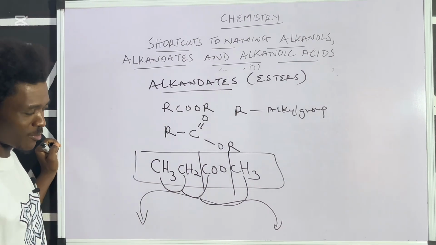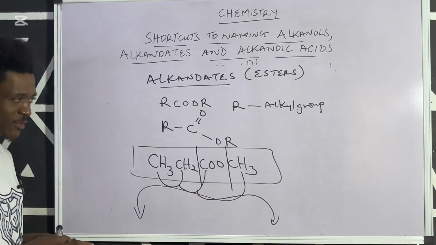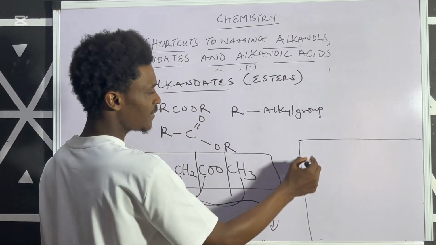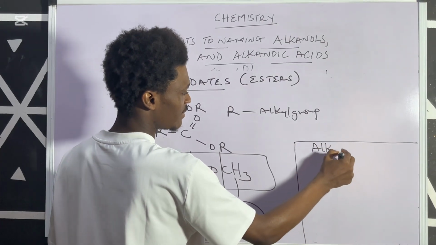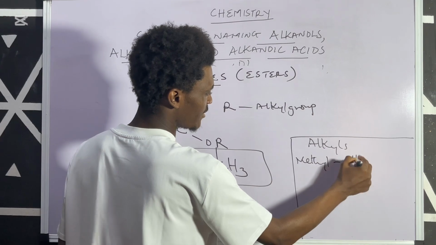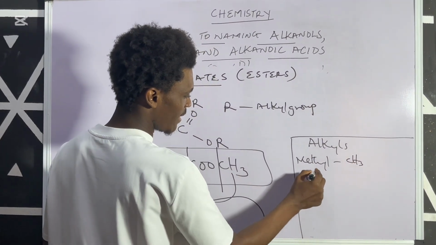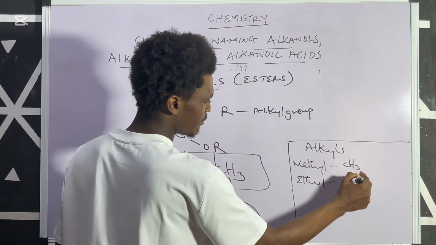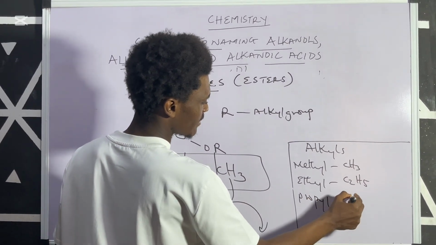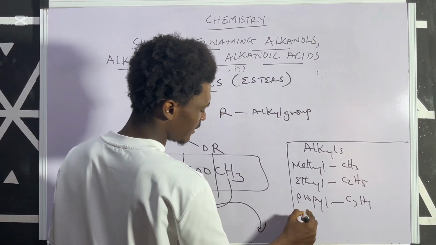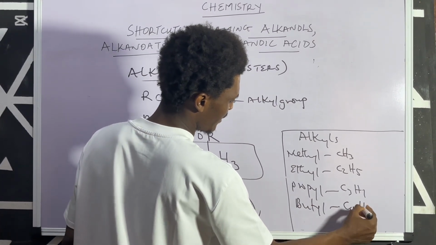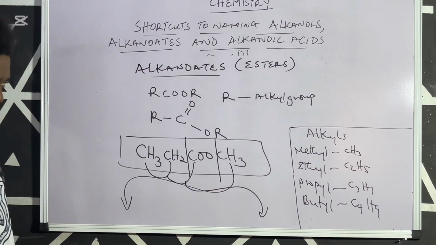I know so many students will be confused now, but you don't need to be confused. Just be very attentive. Now, these are the alkyls. We have methyl. Methyl is CH3. Then we have ethyl. Ethyl is C2H5. We have propyl. Propyl is C3H7. Then we have butyl. Butyl is C4H9.